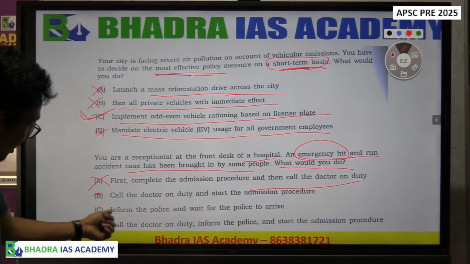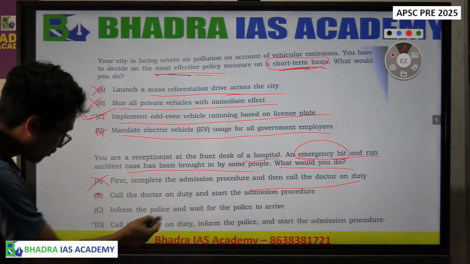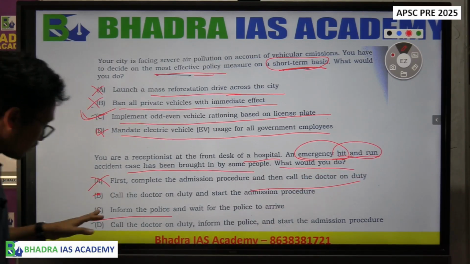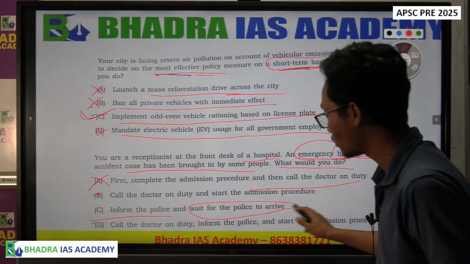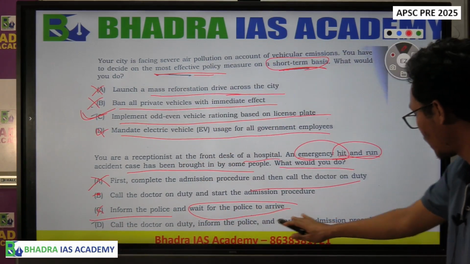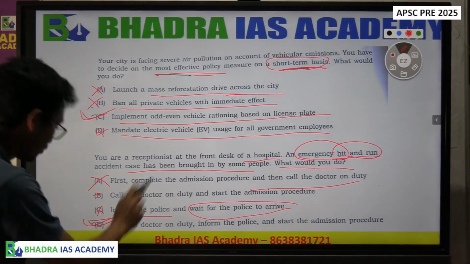Inform the police and wait for the police to arrive. Informing the police is right because this is a hit-and-run case, so we must inform the police, but we cannot wait for them. So this is not right. Call the doctor on duty, inform the police and start the admission process. Doing all three together is the best option.